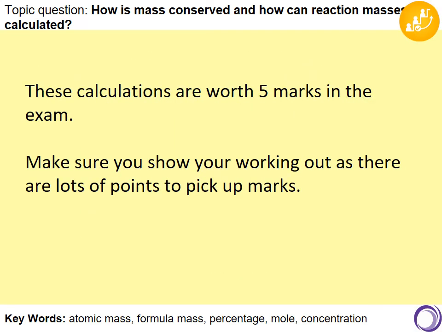These calculations are worth 5 marks in an exam, so really worth getting to grips with. Always make sure that you show your working out. There's lots of points to pick up along the way. So even if you get the final answer wrong, we can still give you marks for the bits that you've got right.